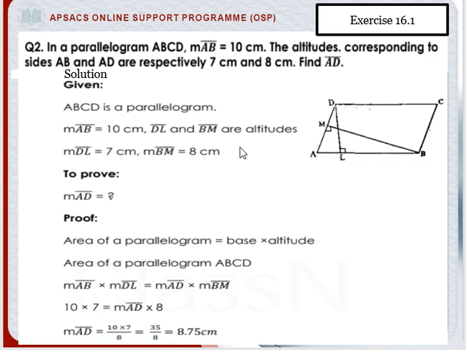Before this lecture, we discussed the definition of altitude. So we know what altitude is. Altitude means a line segment which is drawn from a vertex and its end point lies on another line segment which is opposite to the vertex. Let's start our proof.